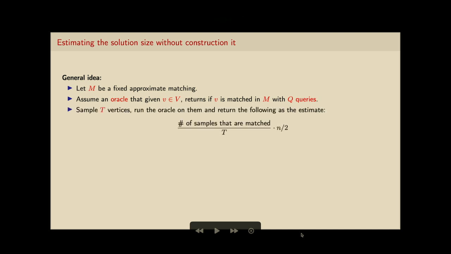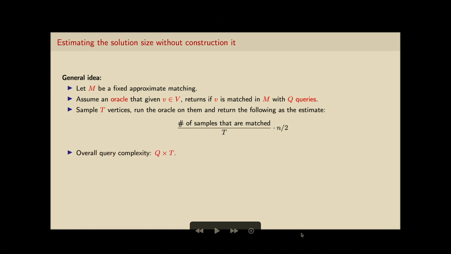And now the framework works as follows. You sample some t vertices, run the oracle on these t vertices, see what fraction of them get matched, and use this to estimate what fraction of vertices in the whole graph are matched. So in particular, you take the number of sampled vertices that are matched divided by t. This is the fraction of vertices matched. You assume this roughly approximates the ratio in the whole graph, so you multiply it by n. This gives you the number of vertices matched divided by 2, because you want to count the number of edges, not the vertices. Okay? So this is a very simple framework.